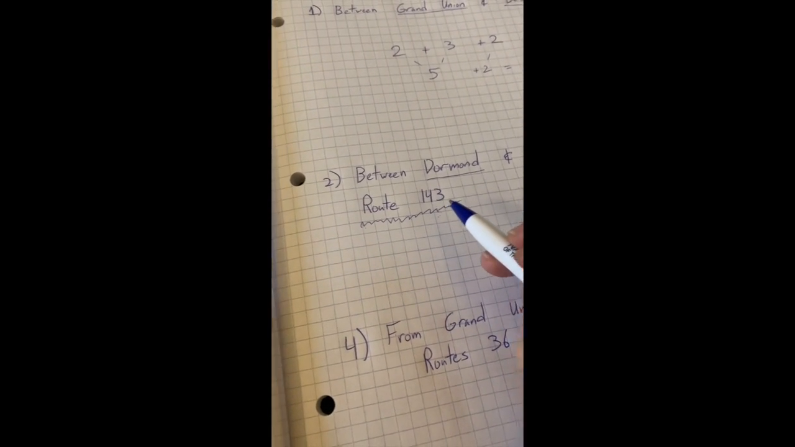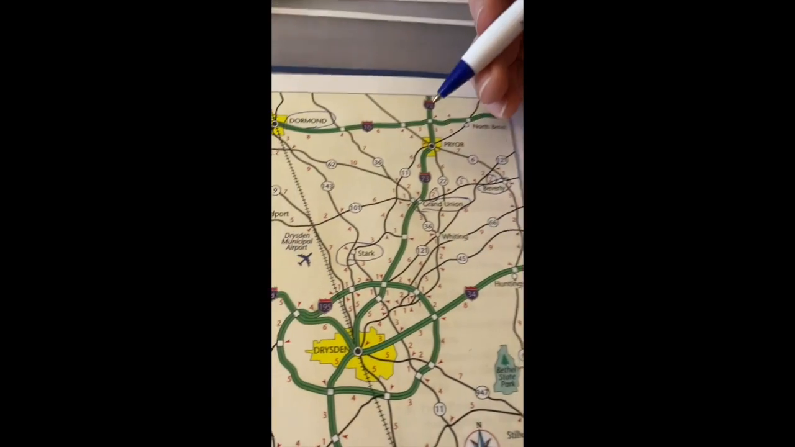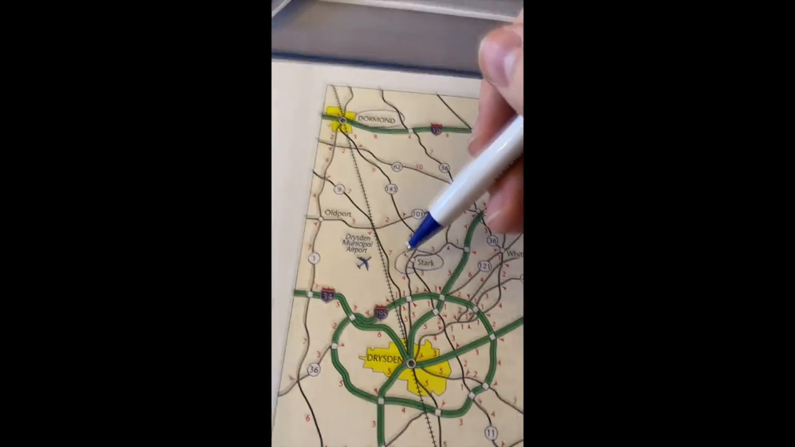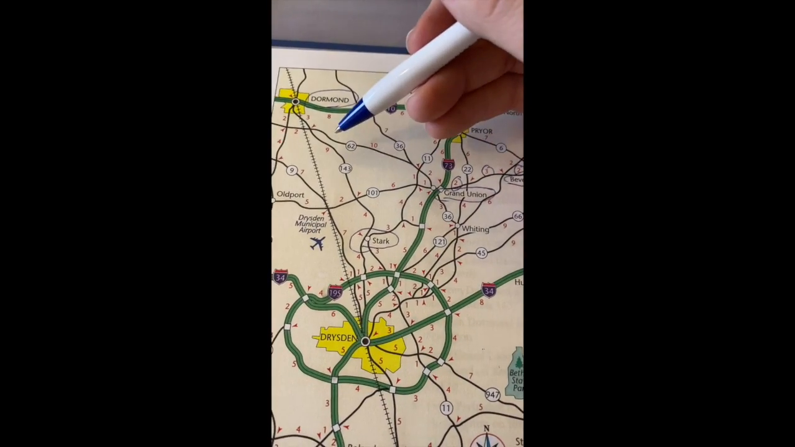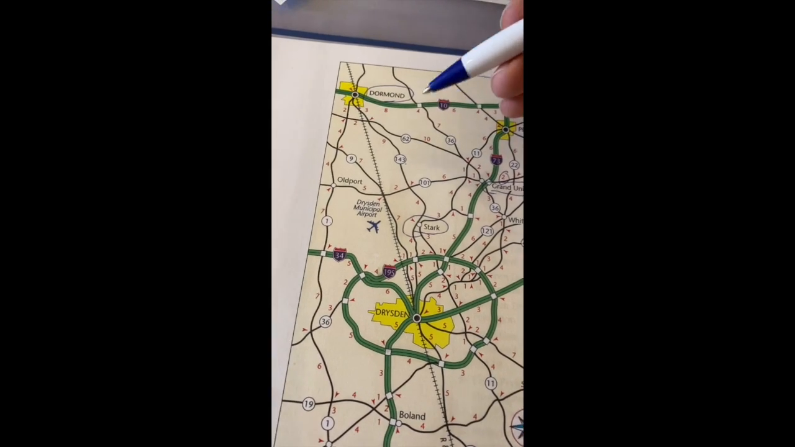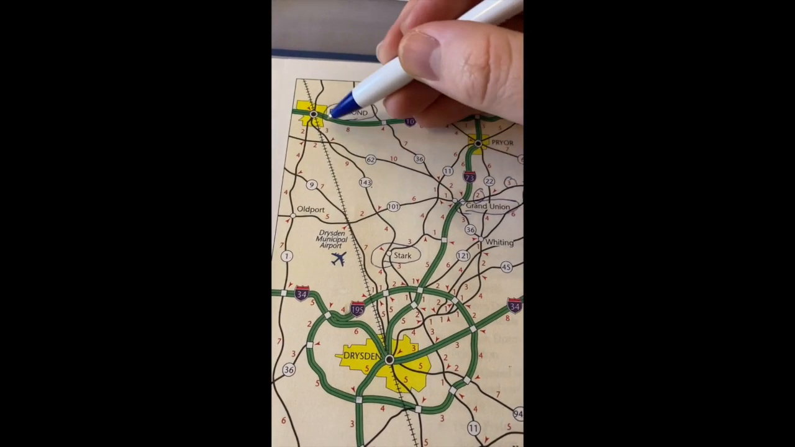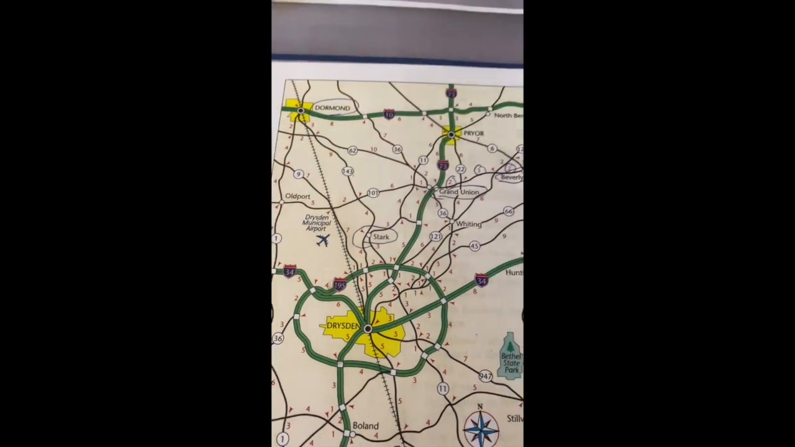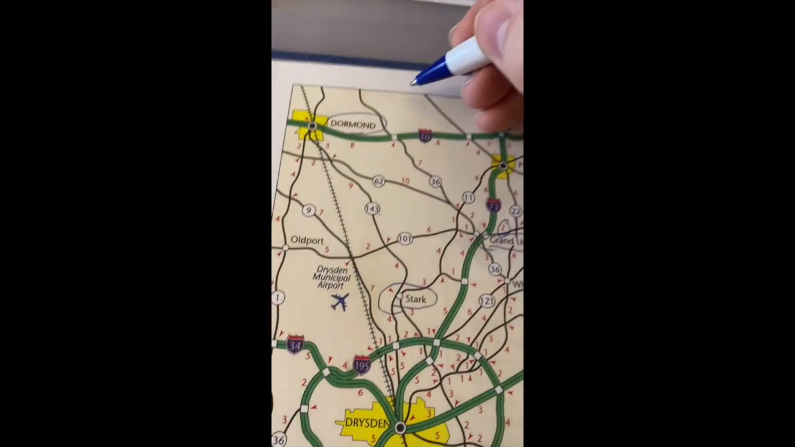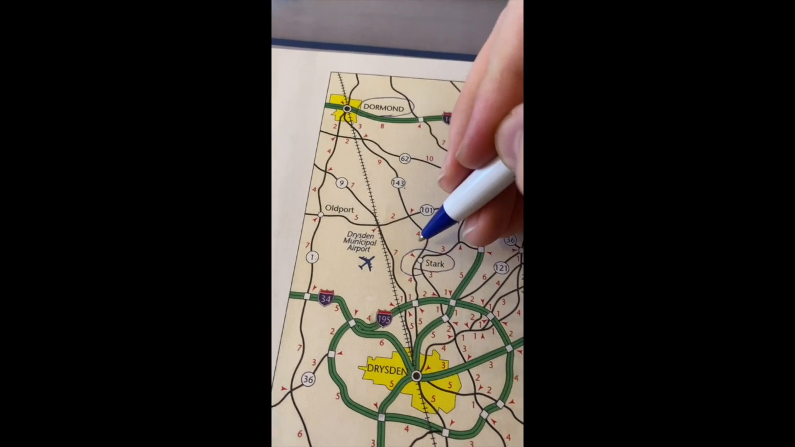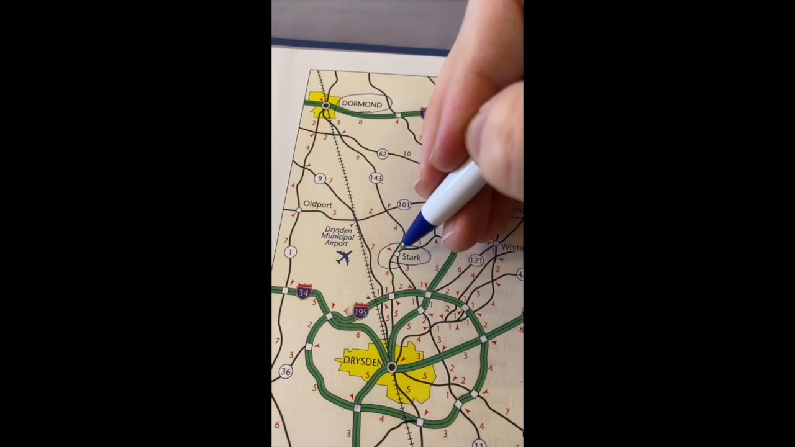The route we need to find is route 143. So easy enough, we just gotta look in between Dormond and Stark to find where route 143 is, which is right here. So this line that goes right through 143 is the entire route we need to take. So our starting point is Dormond, and then we gotta follow 143 all the way down until we reach Stark.